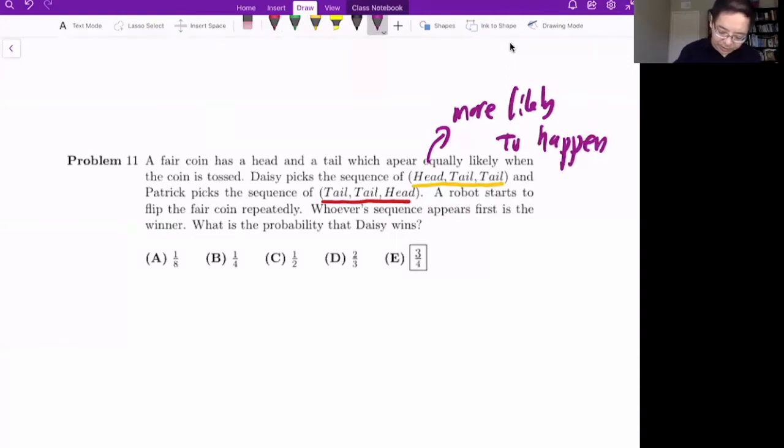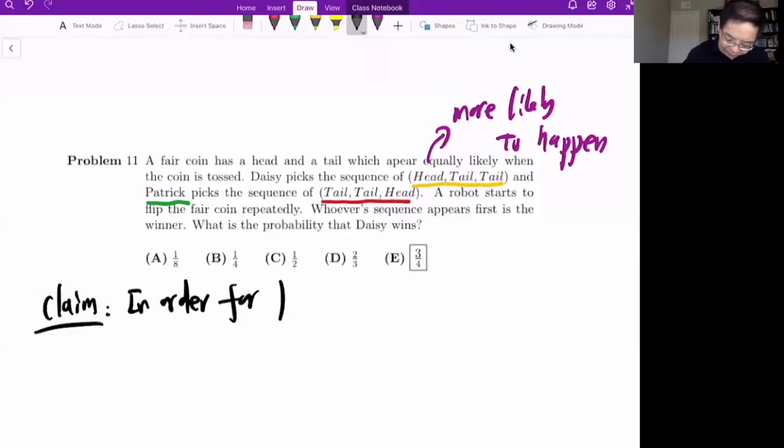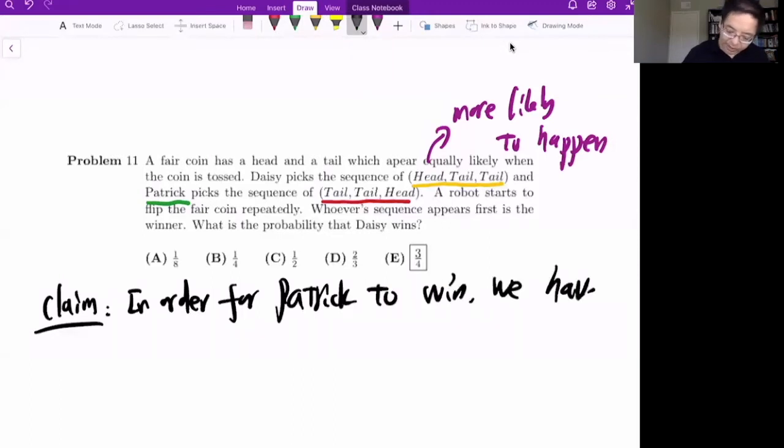That's because, let's look at Patrick. So here's the claim. In order for Patrick to win, the first one has to be head. So it has to be head, head, head, all the way to, no, sorry, it has to be tail. Tail, tail, tail, tail, all the way to tail, tail, head. So let me write it down. So here's the claim. In order for Patrick to win, we must have things like this.